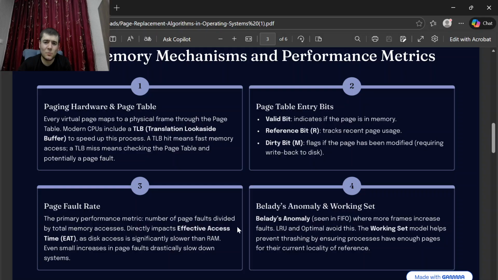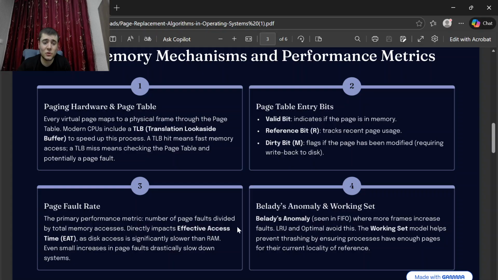Second, page table entry bits. The valid bit indicates if the page is in memory. The reference bit tracks recent page usage. The dirty bit, M, flags if the page has been modified, requiring write back to disk.